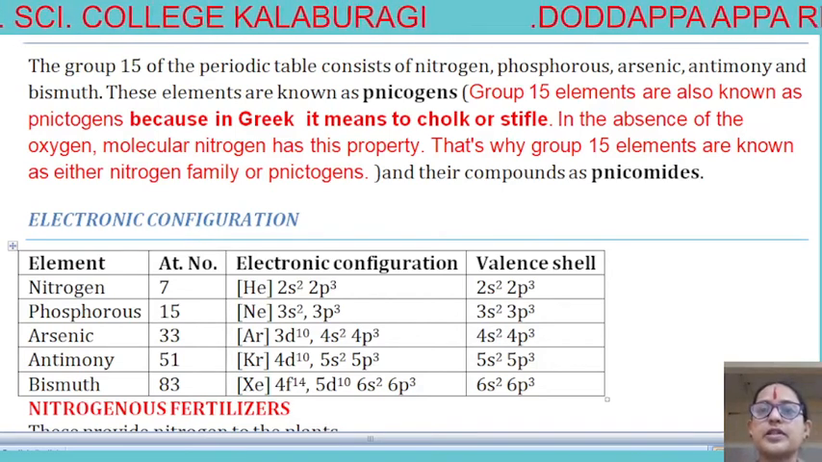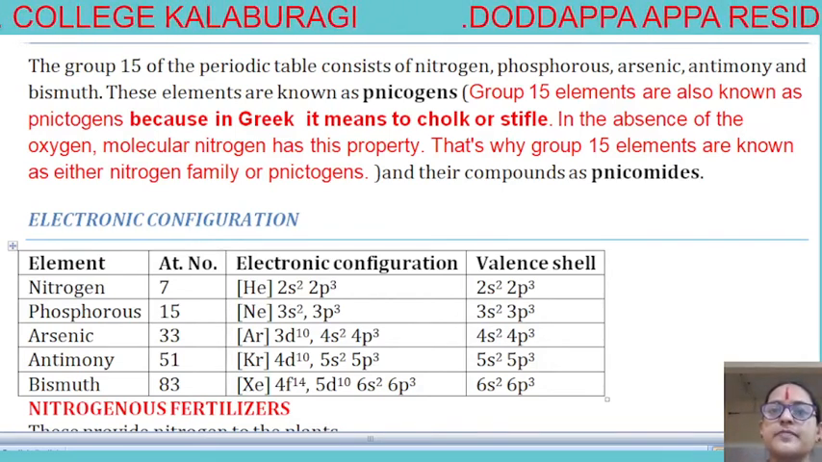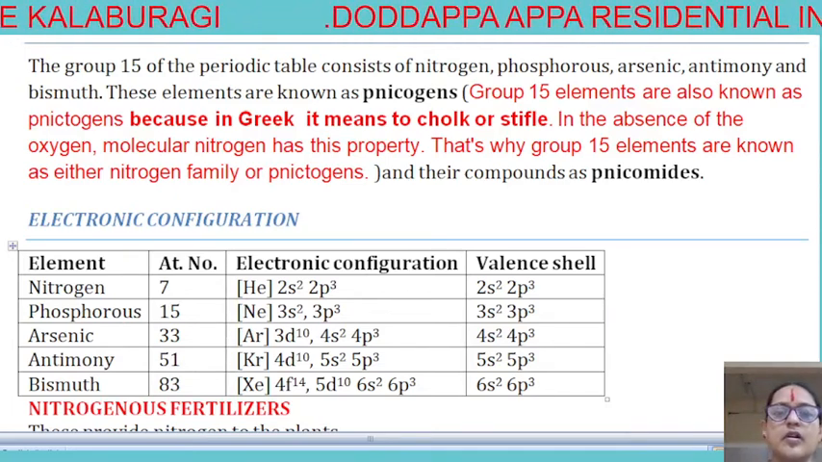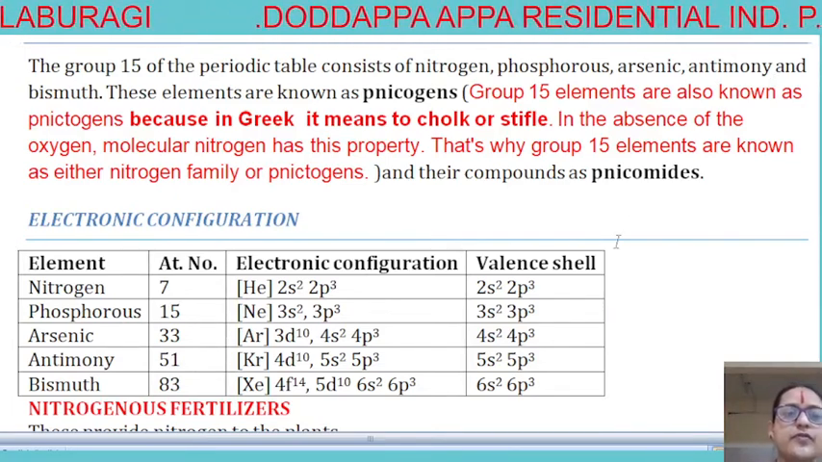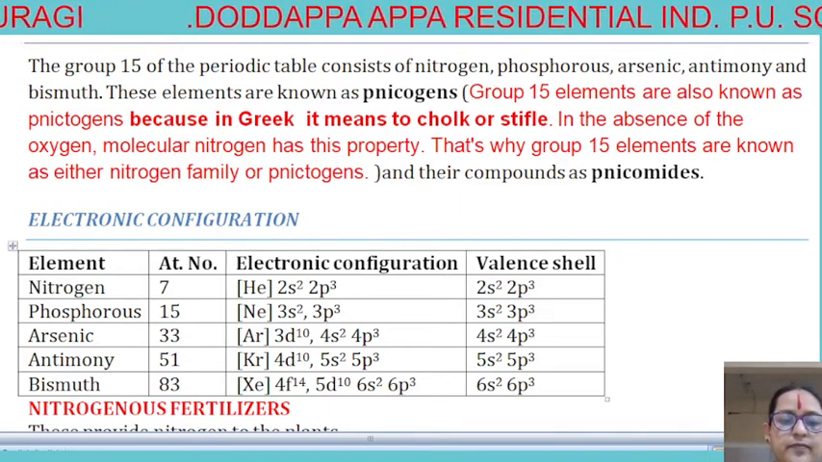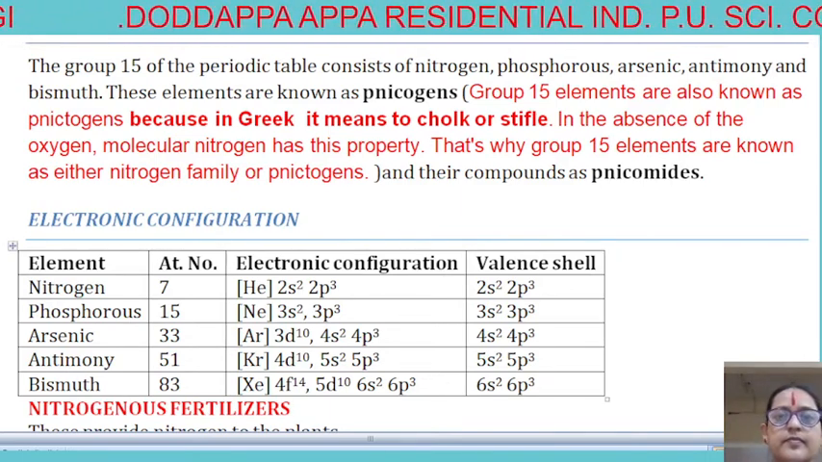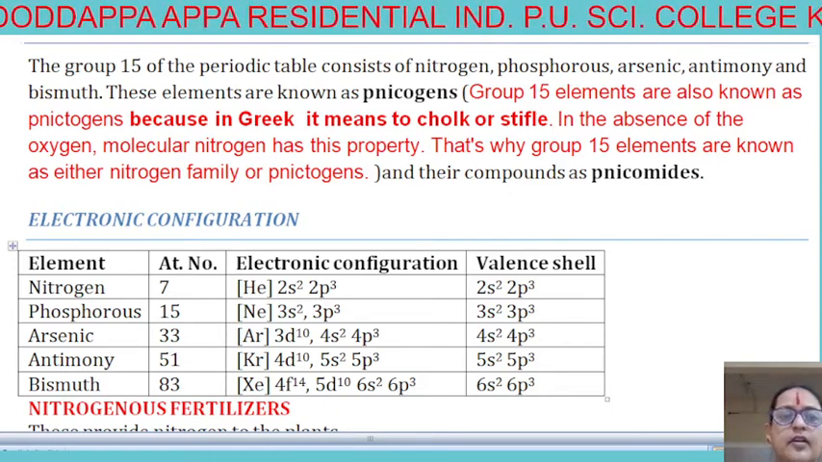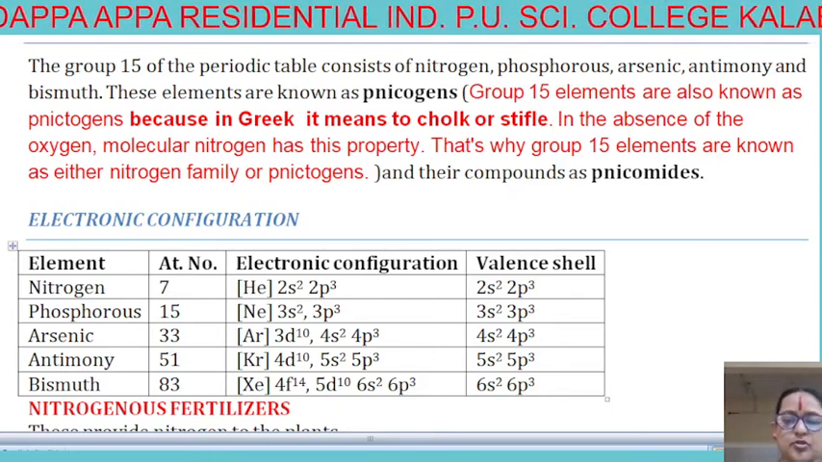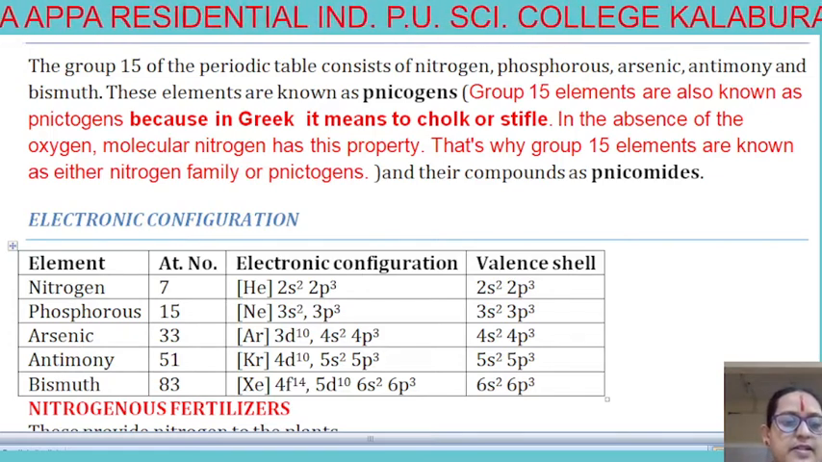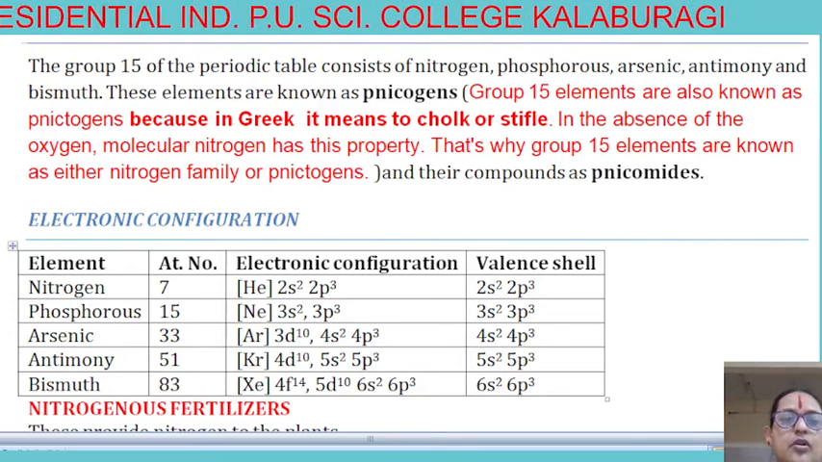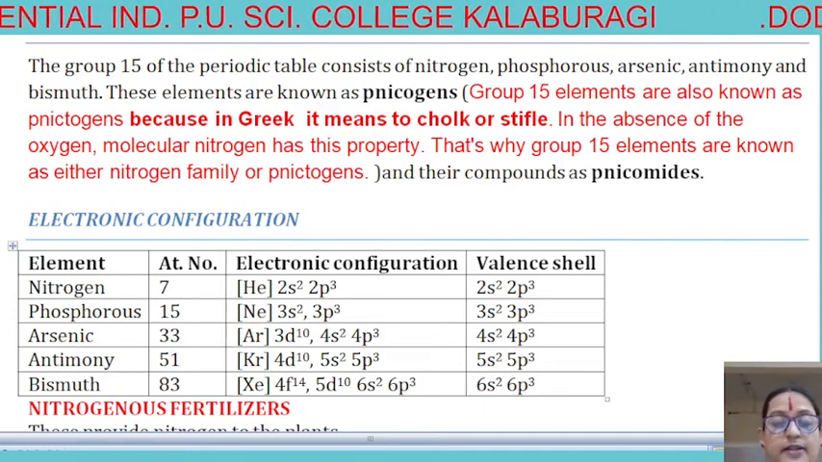Today we are going to deal with p-block elements. Let us first begin with the group 15 elements. Group 15 elements are nitrogen, phosphorus, arsenic, antimony and bismuth. These elements together are collectively called the nitrogen family.